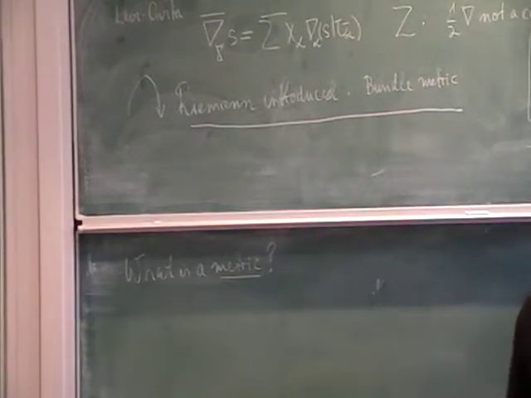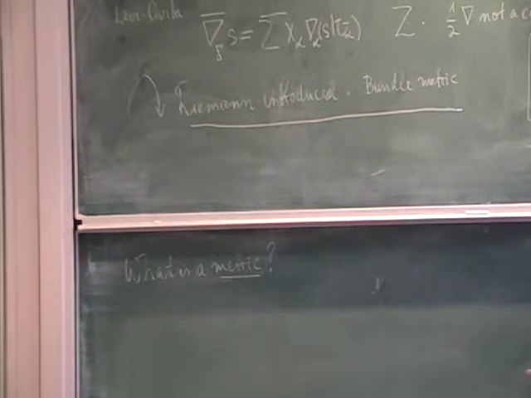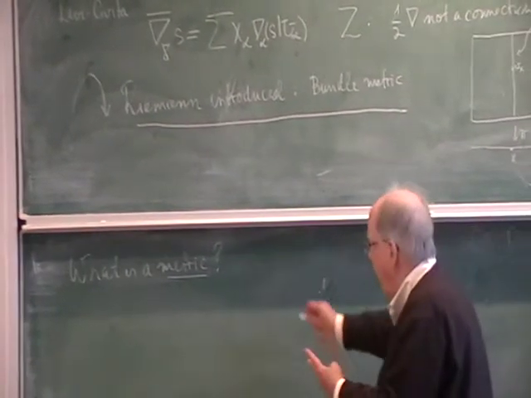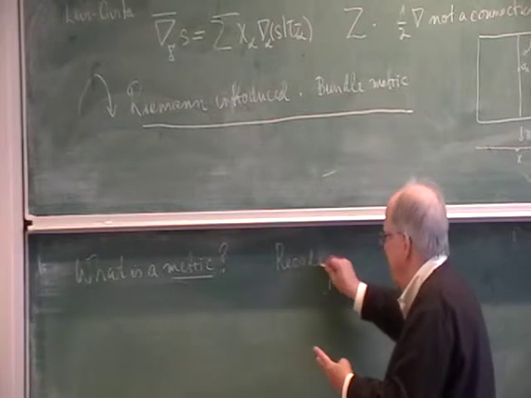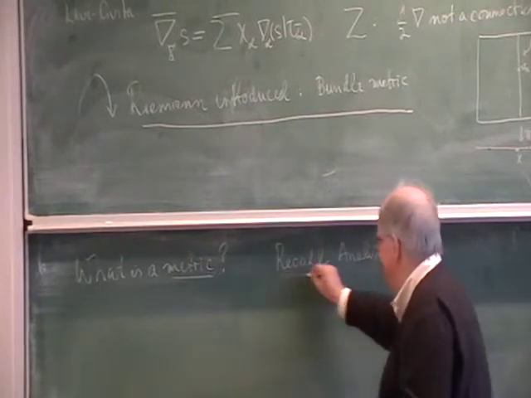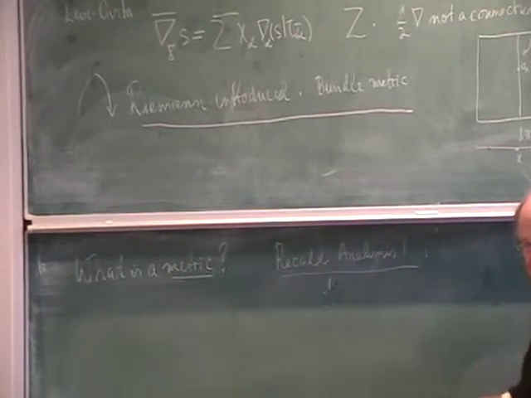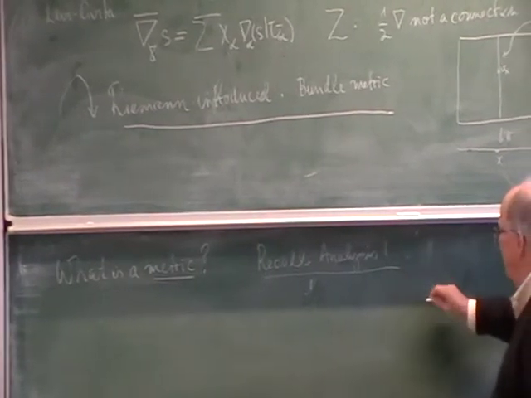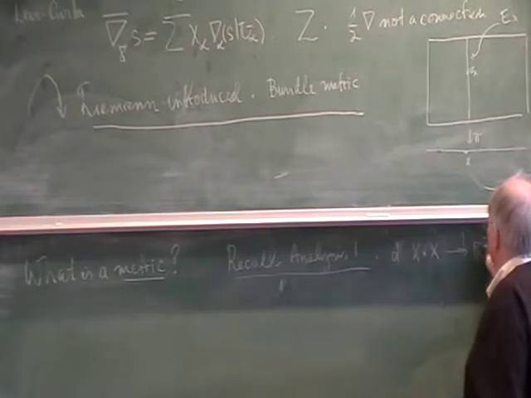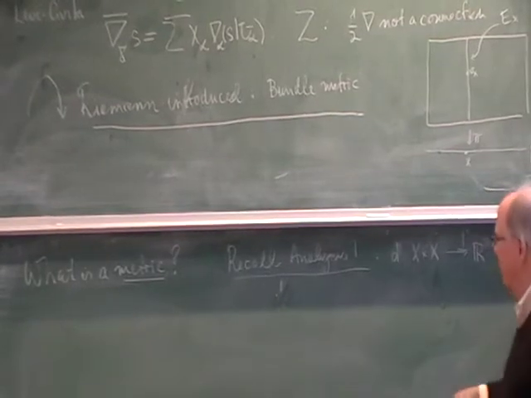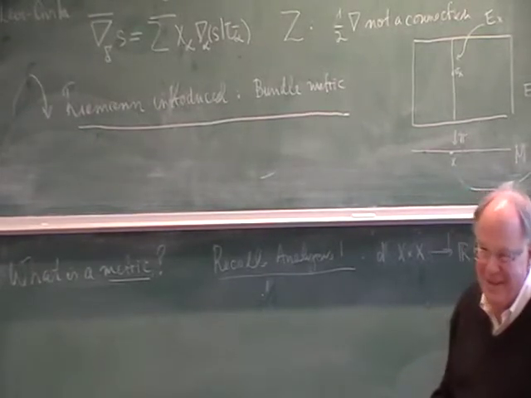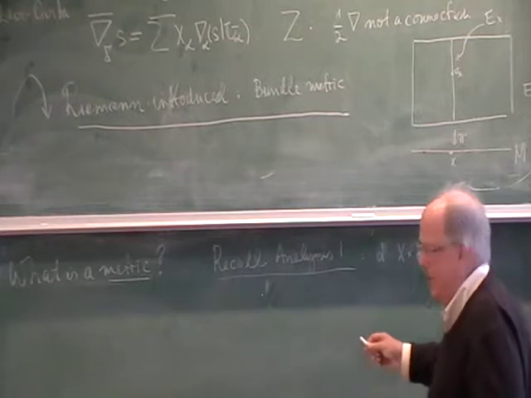Now, the trouble is with this word metric, it has at least two meanings that are not the same. So I want to talk about it here. So recall, I just taught the beginning course in analysis. So recall analysis one, right? You have a set X, and you have something on X cross X to the non-negative real numbers. We call this thing a distance function. I actually prefer to call it a distance function rather than a metric, and then there's no confusion.